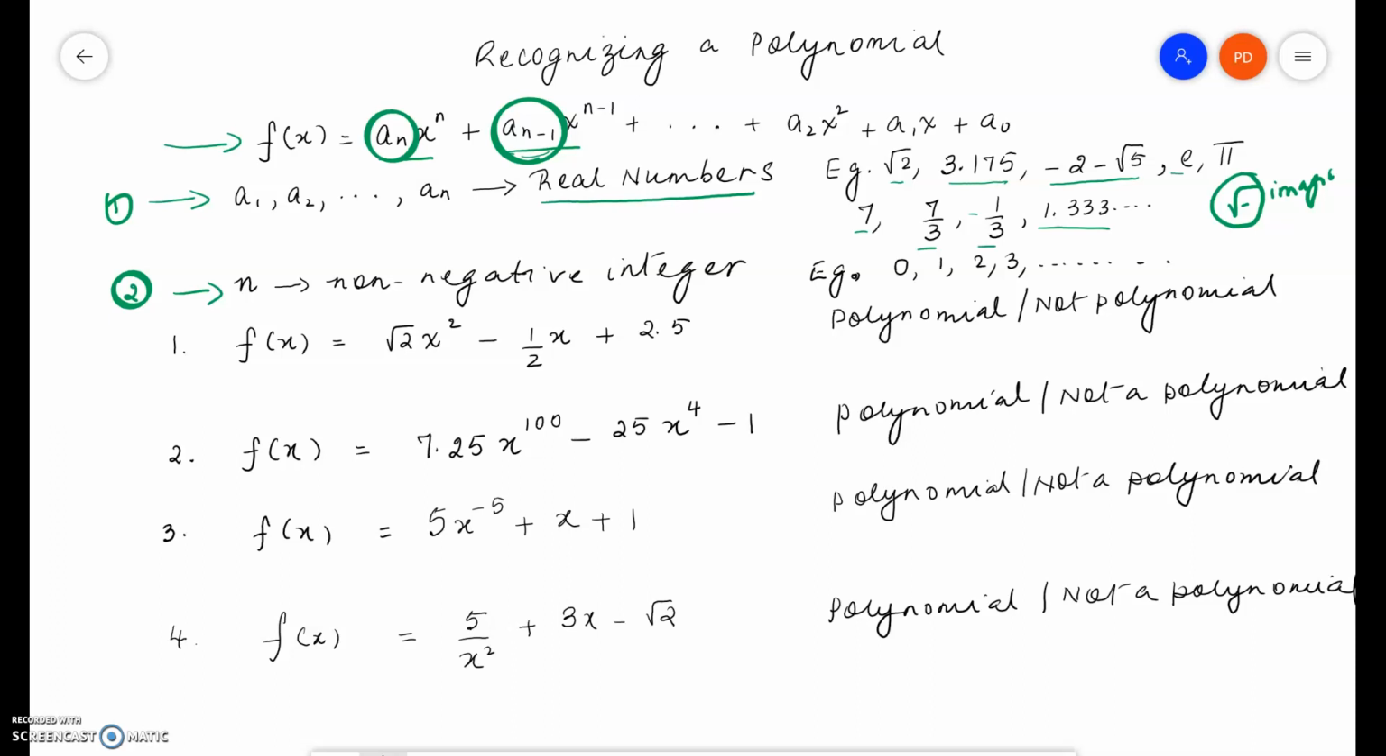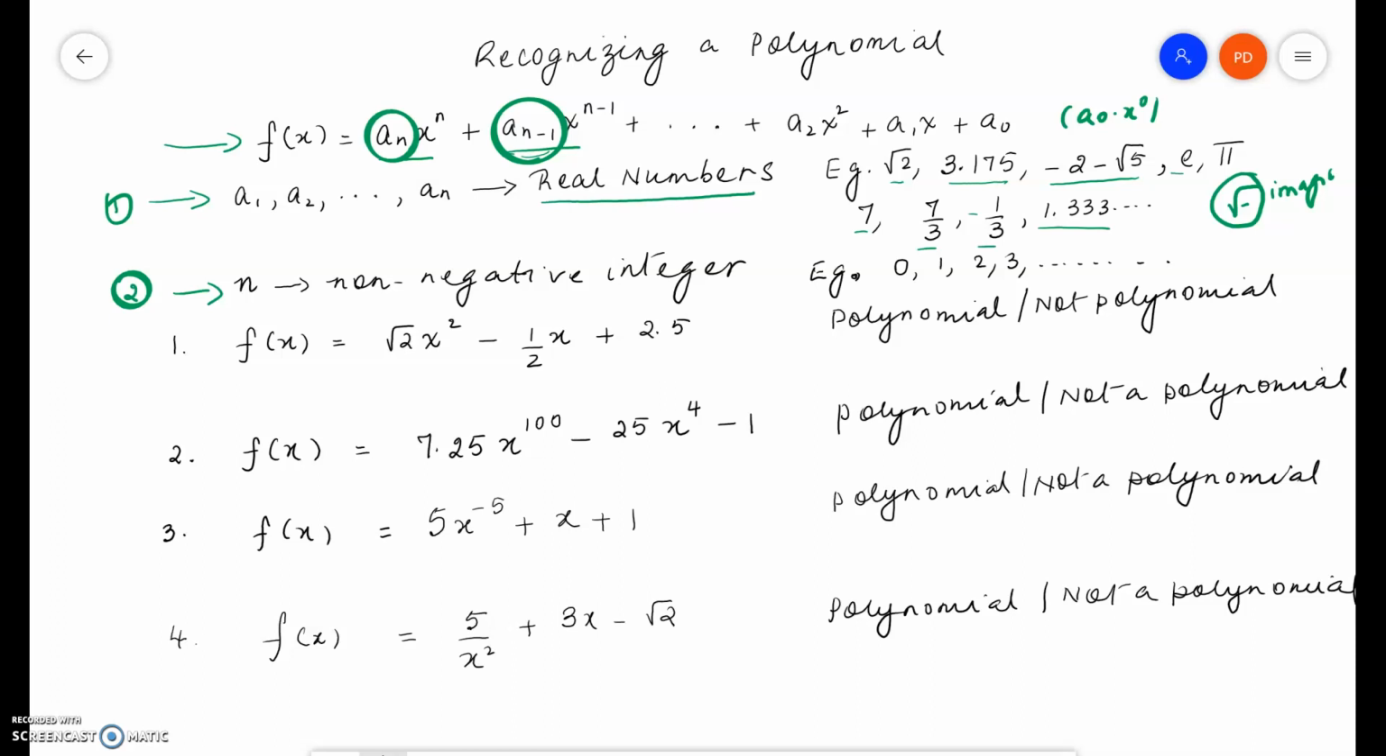So what are examples of non-negative integers? They are whole numbers. 0 is included. And how does 0 figure in this? If we have a_0, we could write it as a_0 times x to the 0. So starting with 0, we go to 1, 2, 3. Anything that doesn't have a negative sign in front of it, a whole number, is a non-negative integer. So let's look at a few examples and determine whether these functions are polynomials or not.